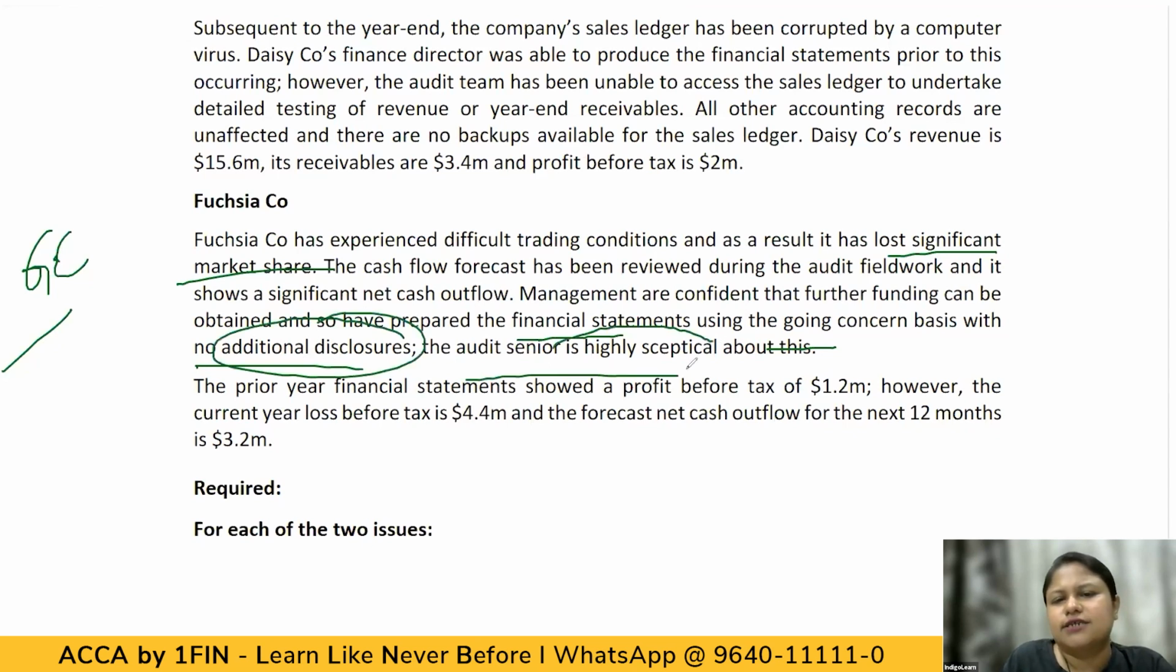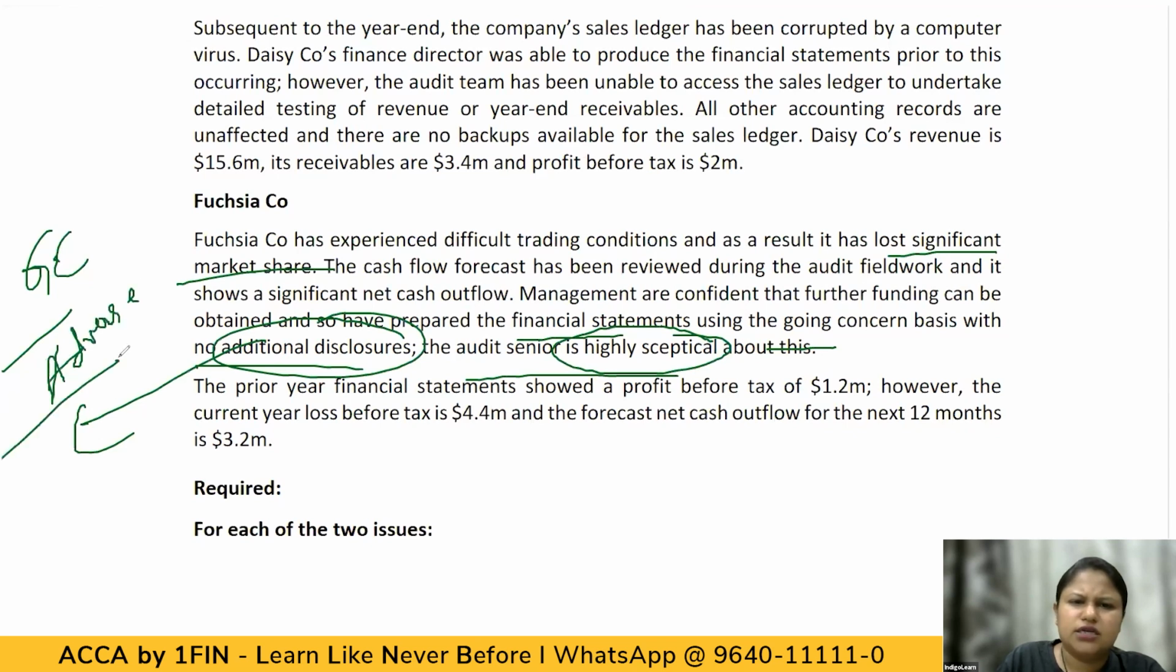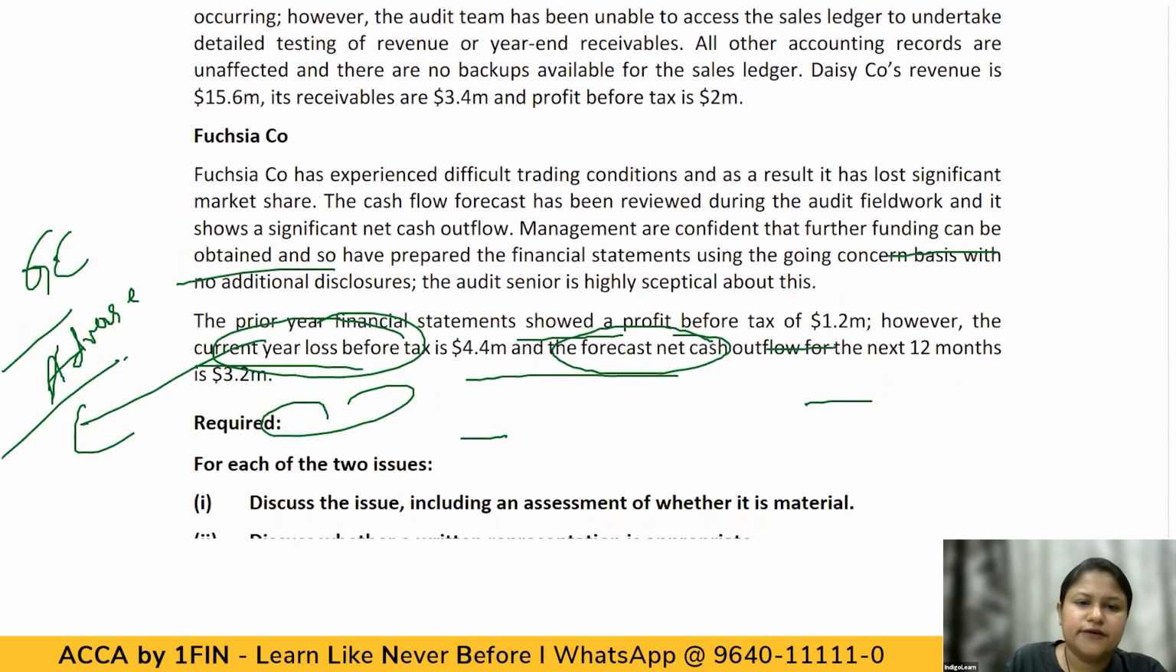The audit senior is seriously skeptical about this. Even if the going concern assumption could hold because you have funding ideas and all that, you still have to give disclosure in the notes to accounts about the material uncertainty. If you prepare as per going concern and you don't give the required disclosure, then you're going to end up giving an adverse opinion, undoubtedly. The prior period financial statement showed a profit of $1.2 million. However, in the current year there is a loss of $4.4 million, and therefore a net cash outflow for the next 12 months of $3.2 million. So there's an outflow, not inflow.